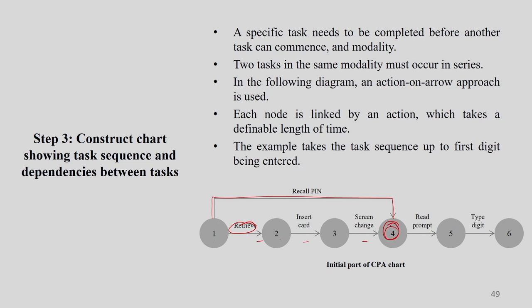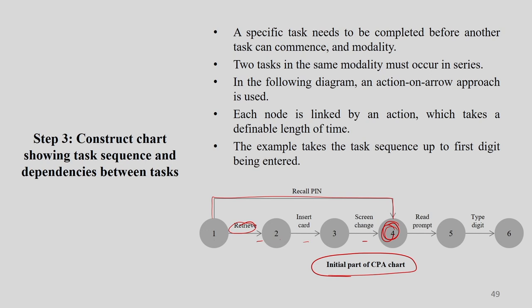Okay, to be fit here. So once you give that particular pin, then you are waiting for the screen to be changed, and once there is a screen change, you are reading it very promptly and you are giving the pin to the ATM, so that it can go to the next step. So this way the initial part of the CPA can be drawn.